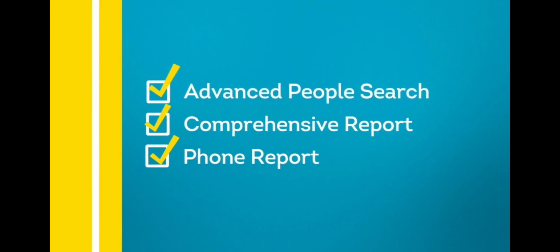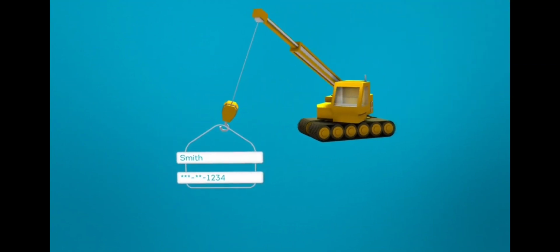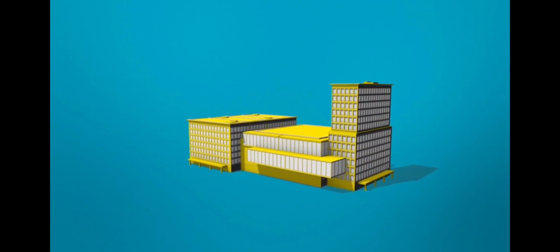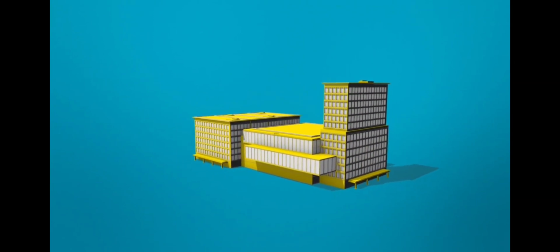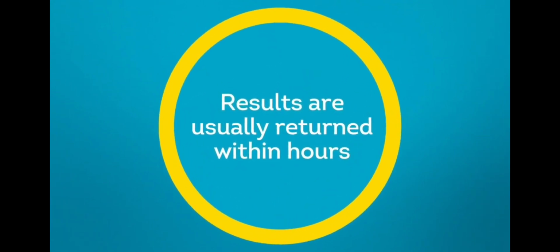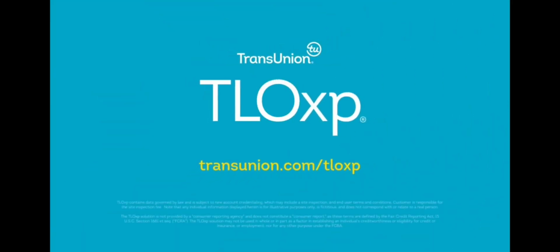All these features of TLOXP help make it easier than ever to perform better research. Just fill in the consumer contact information you have and let TLOXP do the heavy lifting. You can also flag, scrub, and enrich large volumes of data in a single batch processing request. Results are usually returned within hours, making it possible to get the right data, better results, right now. For more information, contact us today.